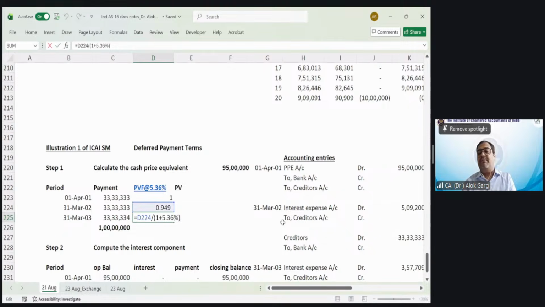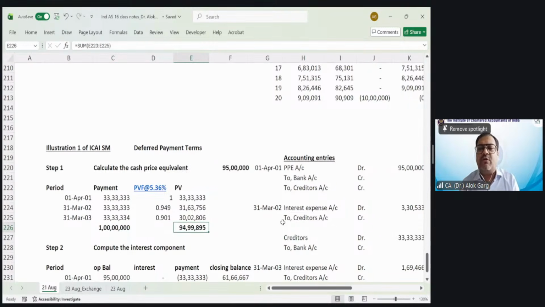Then this divide by 1 plus 5.36%. This is my present value factor for the end of the second year. Now what is my present value? This multiply by this. The total comes at 94,99,895, which is 95 lakh. That is the present value. So what is my cash price equivalent? Step number 1, calculate the cash price equivalent, 95 lakh rupees.